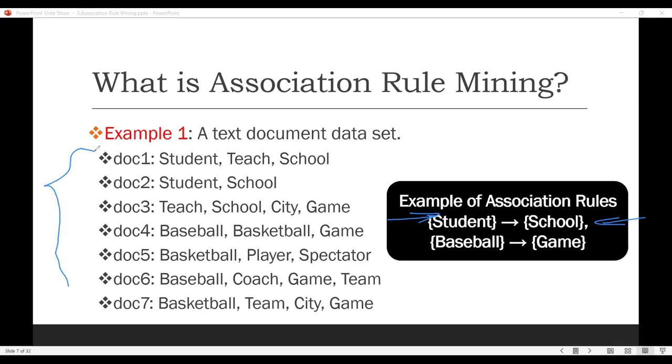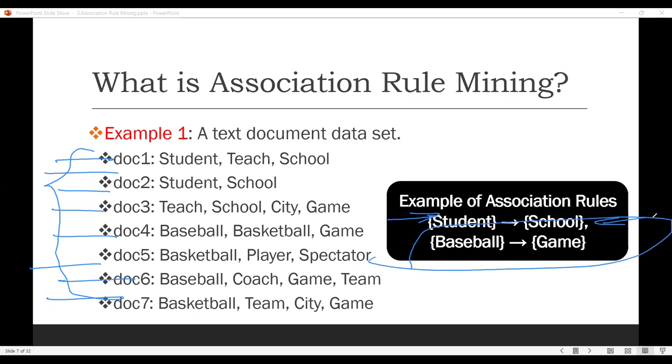Here we are using these 7 documents. This is 7 documents, so we can call these transactions. By using these 7 transactions, we are extracting these association rules.